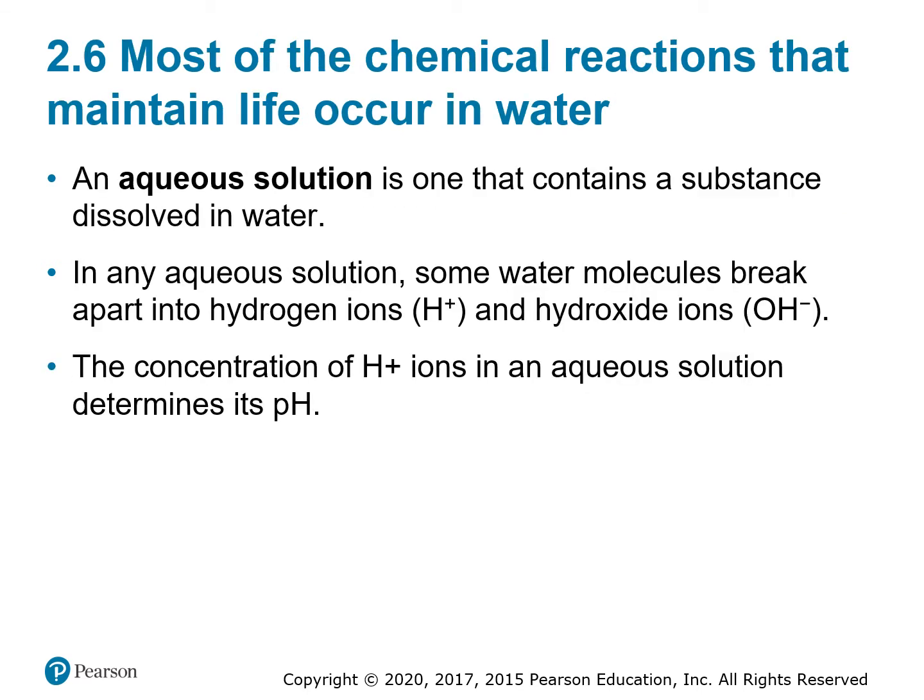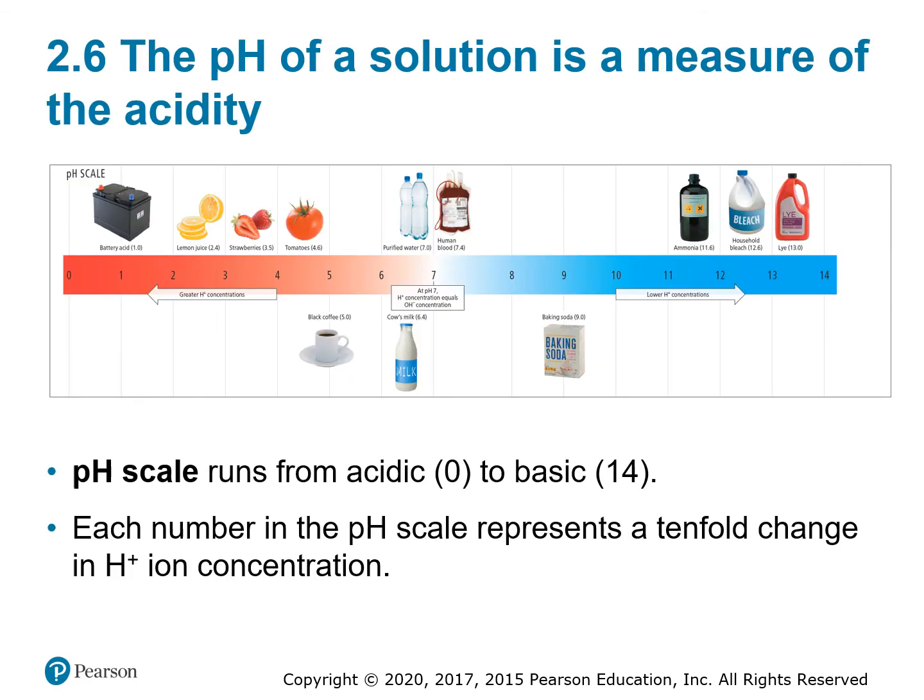So most of the chemical reactions for living things occur in water because water is highly soluble. Most compounds and molecules are highly soluble in water. One of the things that can be measured when we dissolve compounds in water is the resulting pH level, or this measure of acidity. So the pH scale runs from acidic, which is at the 0 range, to basic. Each one of these pH levels actually is a tenfold change in the number of dissolved hydrogen ions.